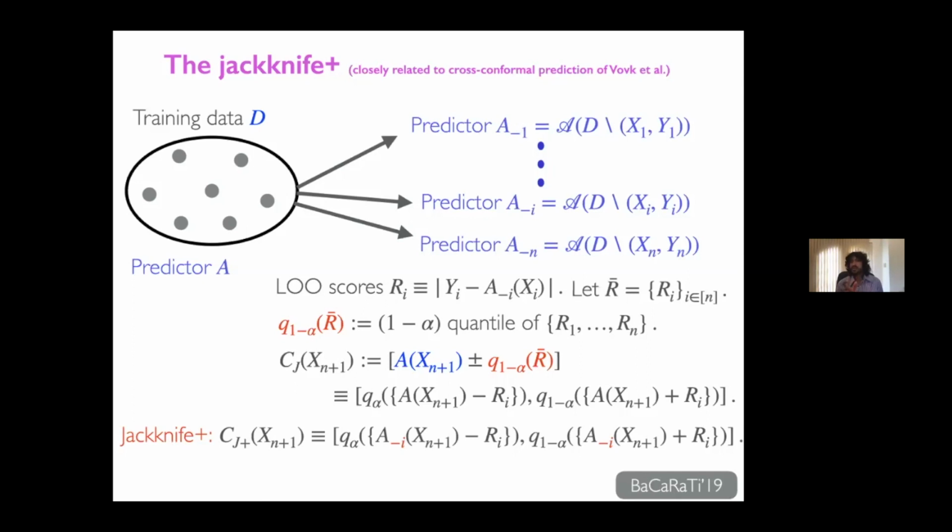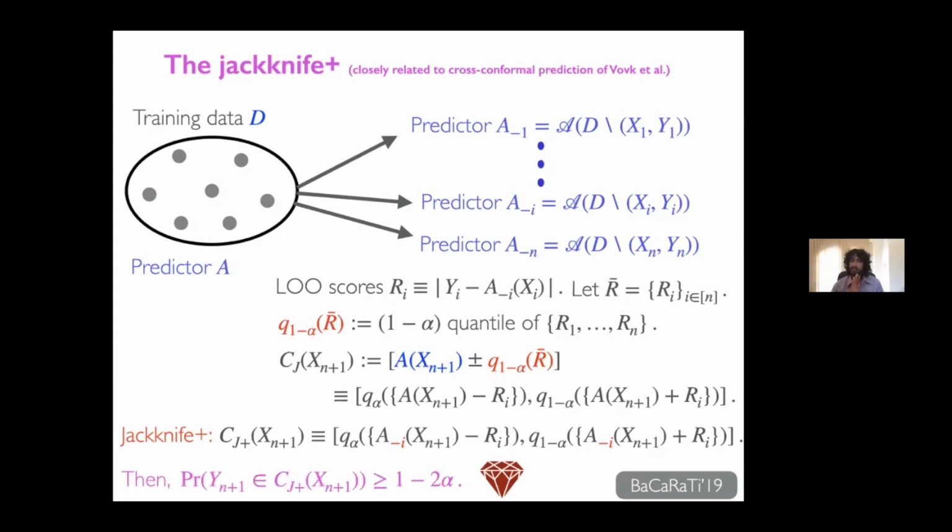take the alpha quantile of some slightly different quantities. Now you take A minus 1 of x_{n+1} minus R_1, A minus 2 of x_{n+1} minus R_2, till A minus n of x_{n+1} minus R_n. So instead of taking a single point A of x_{n+1}, you take n different points, which are these A minus i. So now you're matching the residual to this predictor A minus i, and you do the same for the right endpoint as well. Okay, so that's what we call Jackknife Plus. It's a super minor variant of Jackknife.